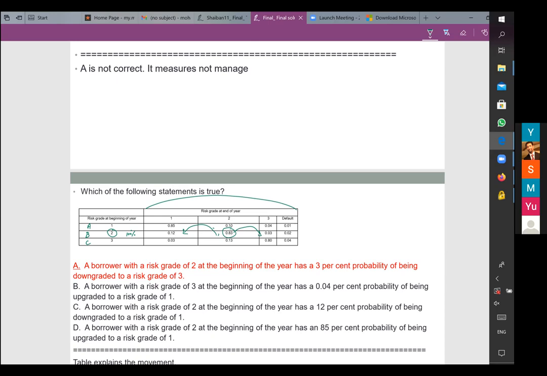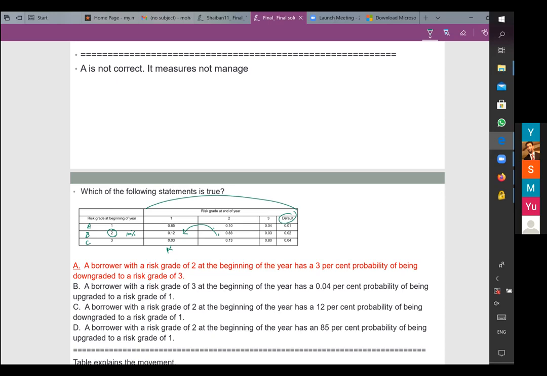When you look for an investment and you are looking at those classes, you will see the migration. If the migration is going up to the higher classes, this means they are good companies. If they were in AAA and are going down to lower classes and to default, then it's not good. To understand the table, when they tell you a borrower with a risk grade of 2 at the beginning of the year has a 3% probability of being downgraded to risk grade 3, that is right.